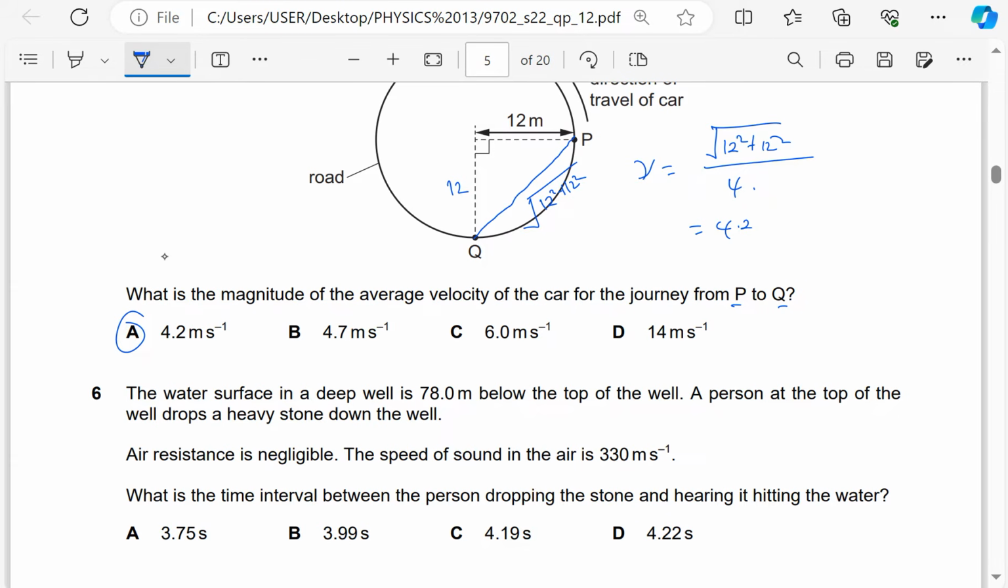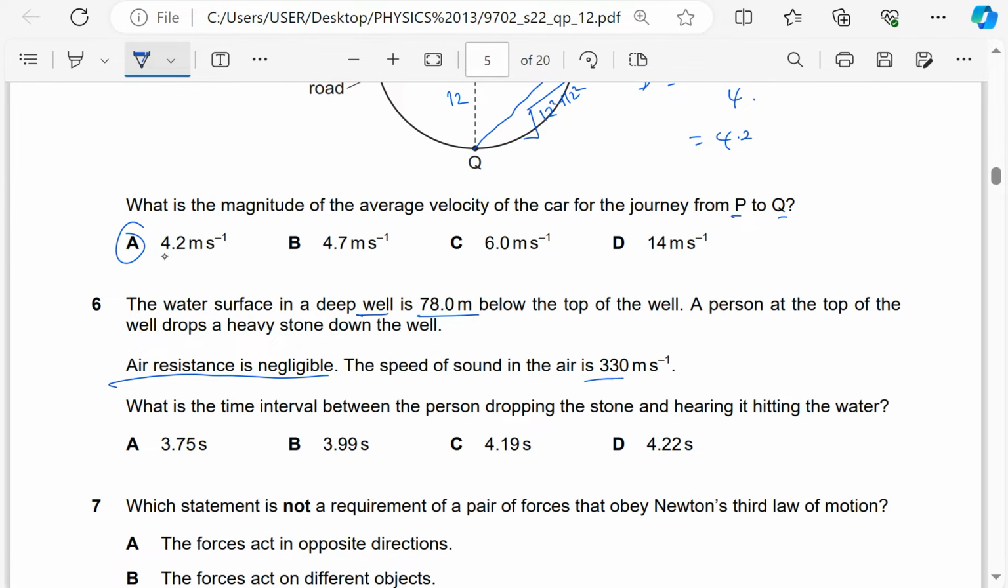The water surface in a deep well, not wall, is 78 meters below the top of the well. A person at the top of the well drops a heavy stone down the well. Air resistance is negligible. That means the acceleration is going to be constant. The speed of sound in the air is 330 meters per second. What is the time interval between the person dropping the stone and hearing it hitting the water?